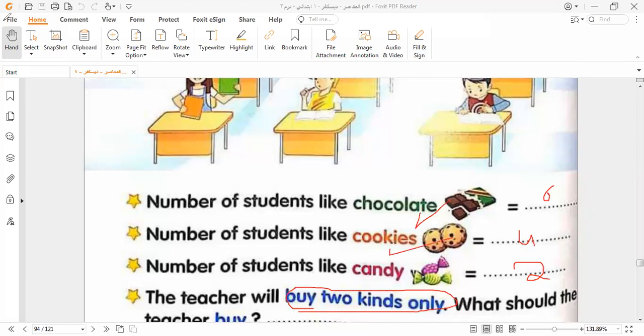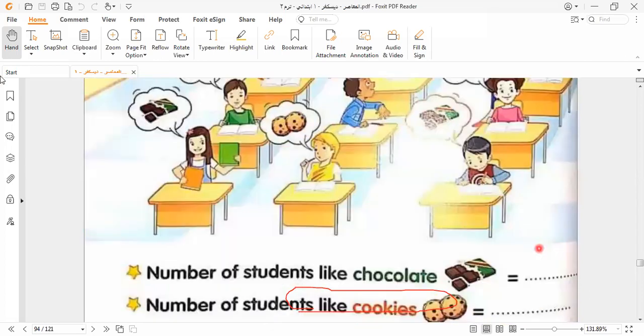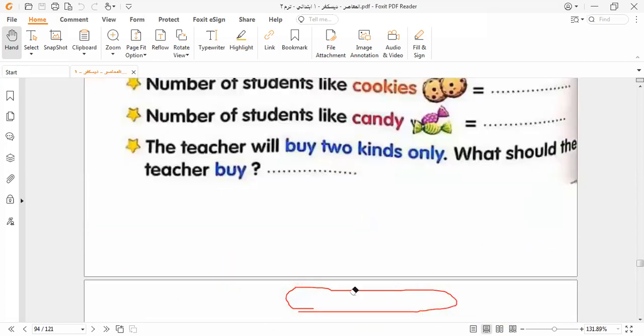Let's go to another activity. Because candy is 2 only, we have 1, 2 students who only like candy, but the most like chocolate and cookies. Okay, let's go to another exercise.